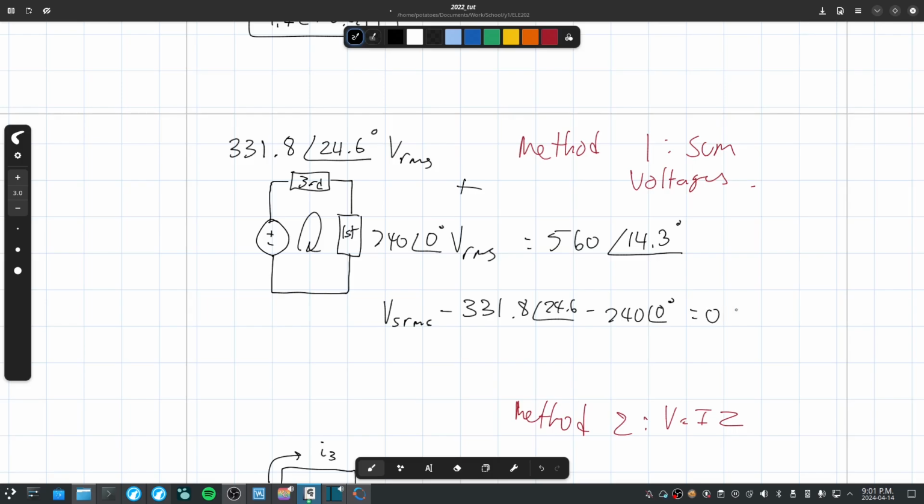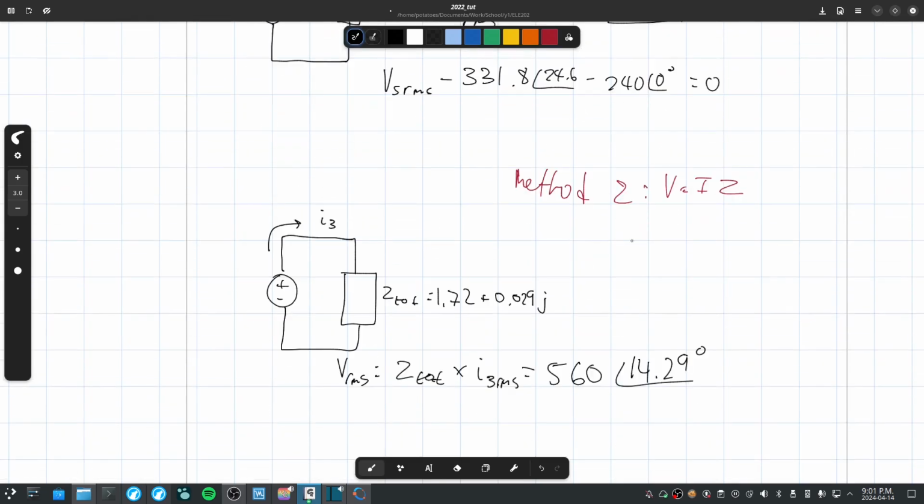Rearrange that. Very obvious: 560 with a phase of 14.3. The second way, which is what I tried to do but got wrong because I messed up my Z, is using V equals IZ.